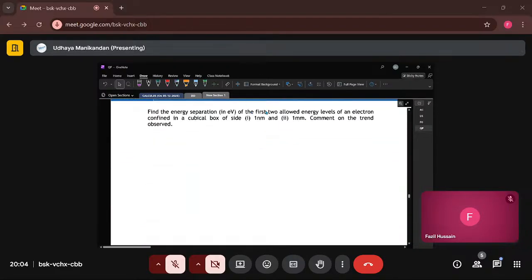Find the energy separation of the first two allowed energy levels of an electron confined in a cubical box of this side, and so on. Okay. So find the energy separation of the first two allowed energy levels. Okay. This could be what?